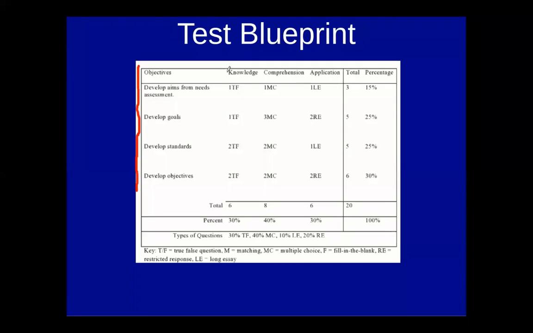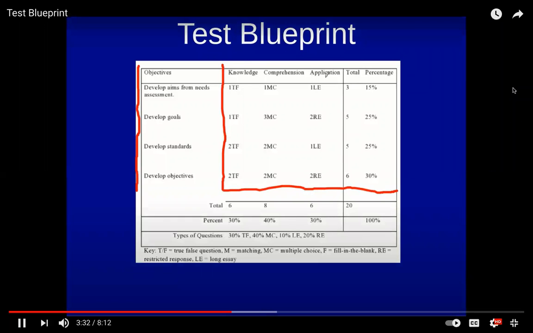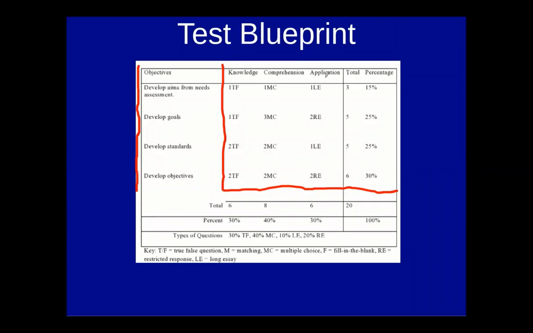Now, over here, from the right-hand side all the way over, we have some information on the different levels of Bloom's taxonomy, as well as the type of questions that are being used. At the top here, I have knowledge, comprehension, and application. These are 3 different levels that are found in Bloom's taxonomy. So I'm not assessing every level. I'm just assessing 3 of the 6 or 7 that are in Bloom's taxonomy.